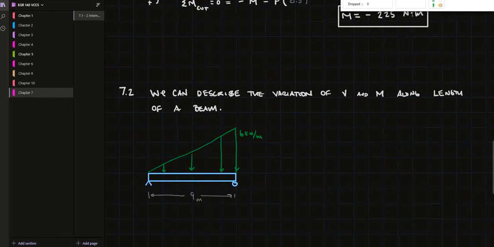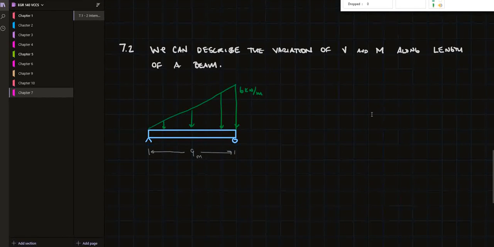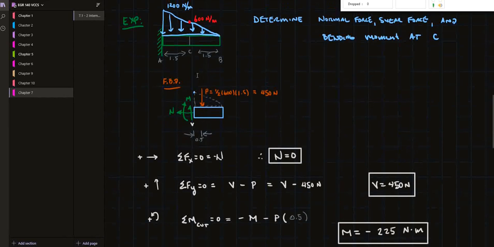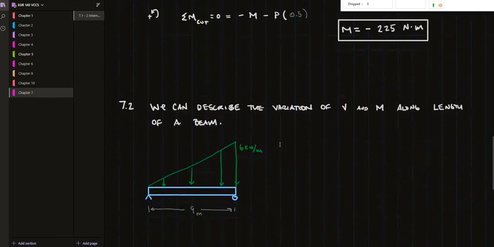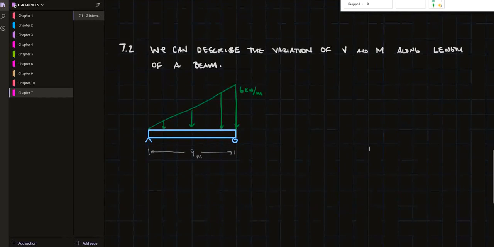Okay, so we can describe the variation of our shear and our moment along the length of the beam using this approach now. Since we can figure this out at any point, we can do this as a function of x. And that's what we'll set up here and do. So first, let me figure out. So I have this beam here that is simply supported. And the first thing I want to do is let's figure out the reactions on this beam.